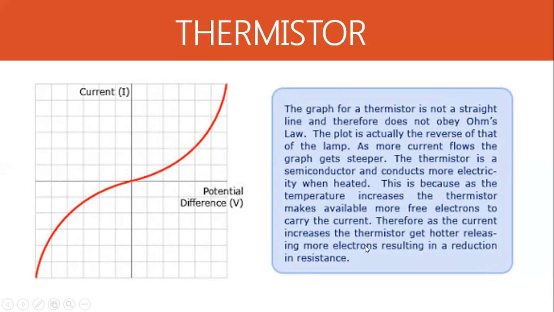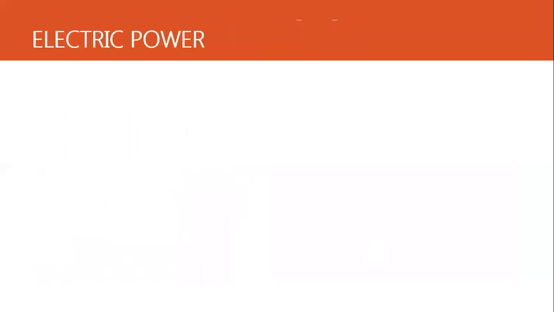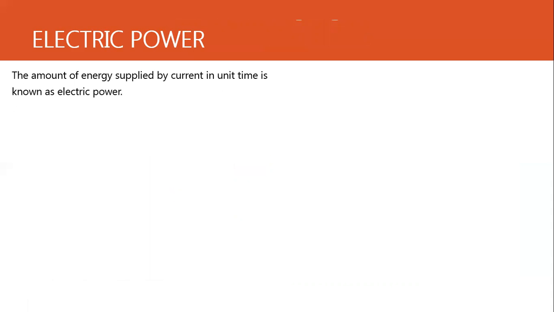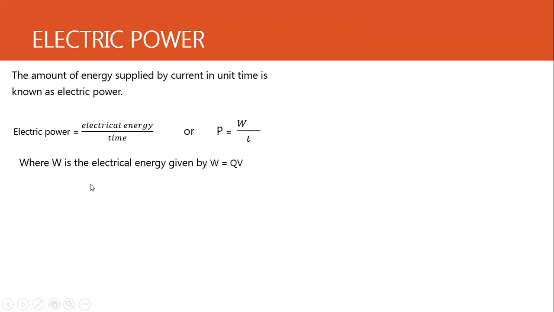Alright, the next topic is electric power. The amount of energy supplied by current in unit time is known as electric power. Electric power is equal to electrical energy upon time, or mathematically P is equal to W upon t, where W is the electrical energy and is given by W is equal to QV. We have also done W is equal to QV.